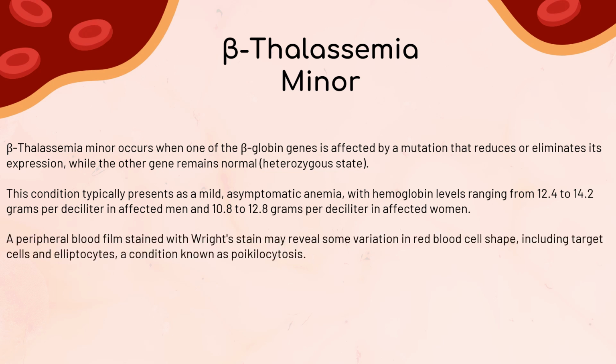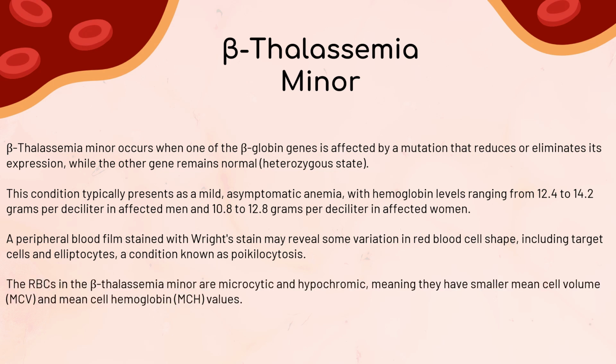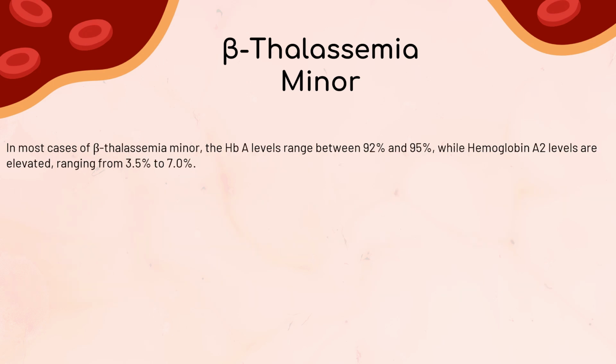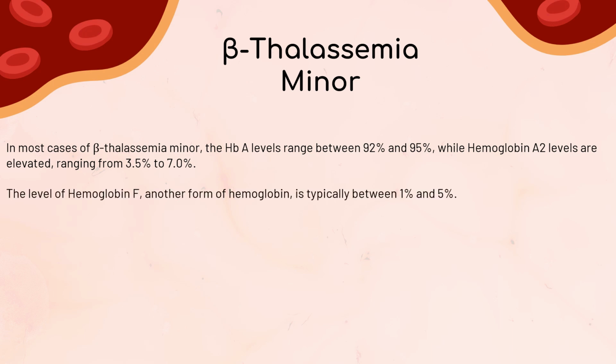A peripheral blood film stained with Wright stain may reveal some variation in red blood cell shape, including target cells and elliptocytes, a condition known as poikilocytosis. The RBCs in beta-thalassemia minor are microcytic and hypochromic, meaning they have smaller mean cell volume, MCV, and mean cell hemoglobin, MCH, values. In most cases of beta-thalassemia minor, the HbA levels range between 92% and 95%, while hemoglobin A2 levels are elevated, ranging from 3.5% to 7.0%. The level of hemoglobin F, another form of hemoglobin, is typically between 1% and 5%.